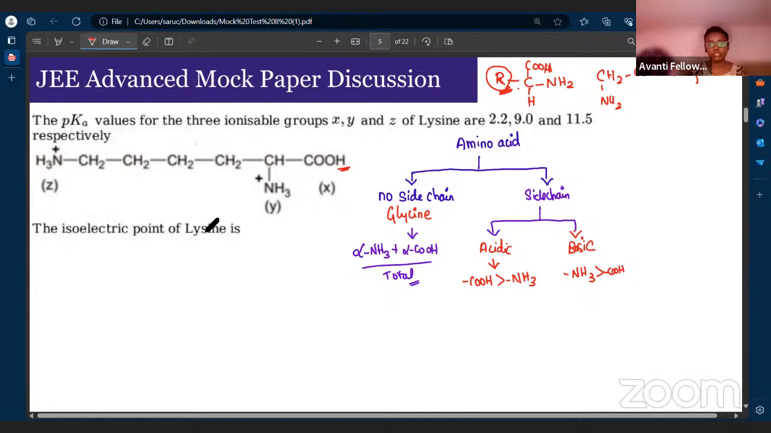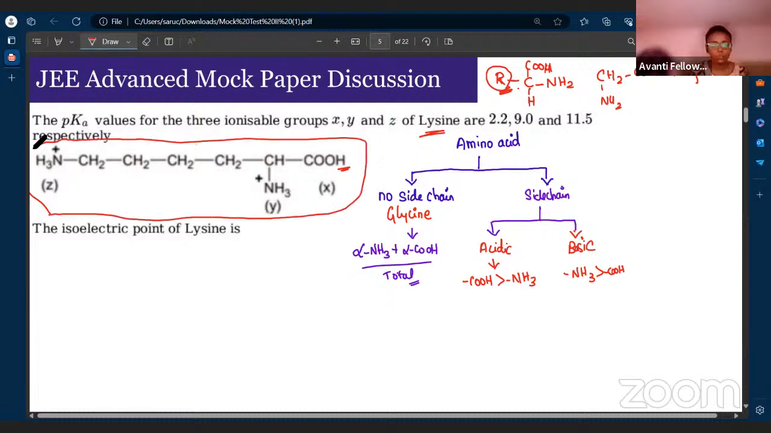Now can you tell me whether the given amino acid, lysine, is acidic or basic? Just look over the structure. It is basic. Yes, you have 2 NH3 groups, so therefore it is basic. If it is acidic, take the average of COOH alone. If it is basic, take the average of NH3 alone. So here you take the average of NH3 alone.